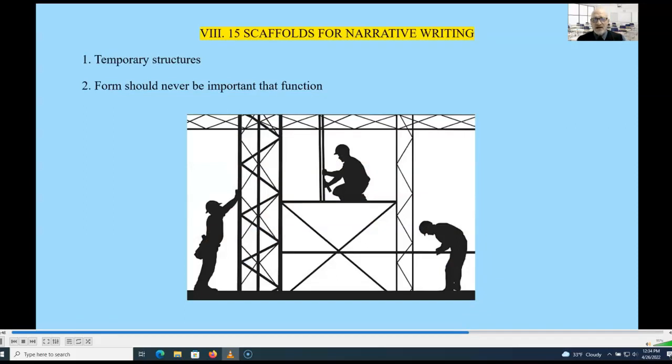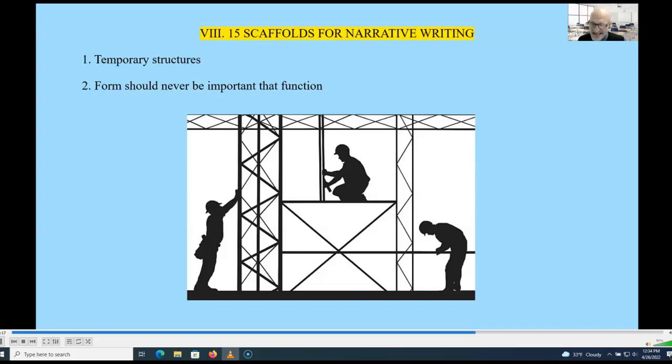All right, 15 scaffolds for narrative writing. Scaffolds are temporary structures designed to become obsolete, just like a building. They're used for writers when they're learning this form of writing, but they're not meant to be eternal entities. The form should never become more important than the function. So you have to take care that the scaffold does not become synonymous with the form.